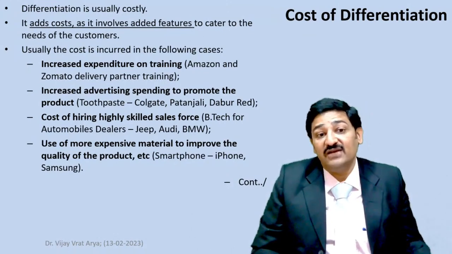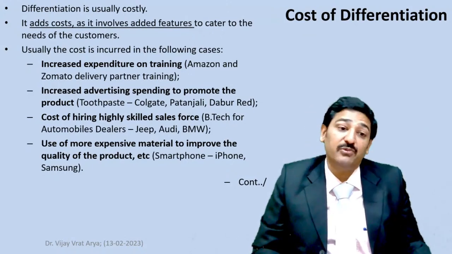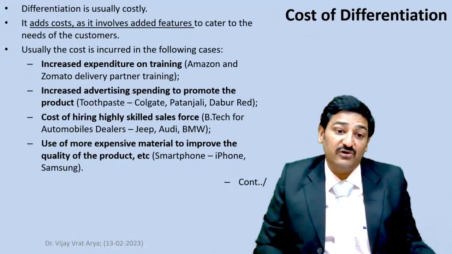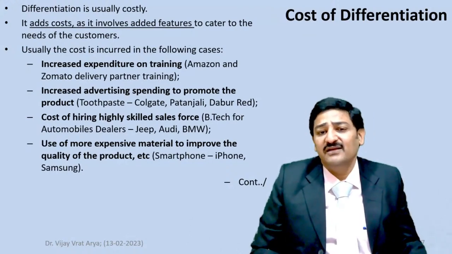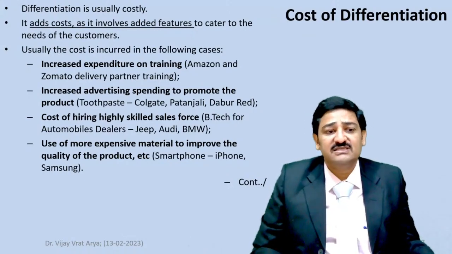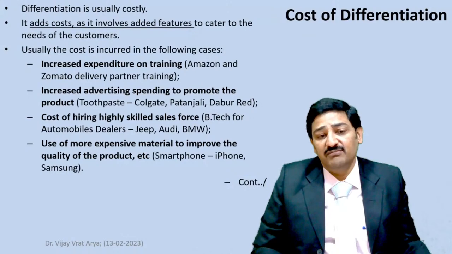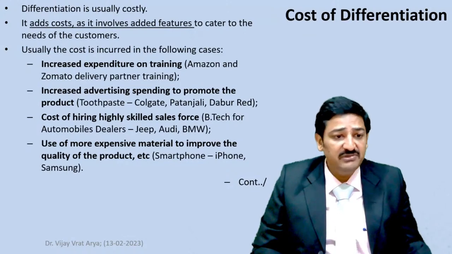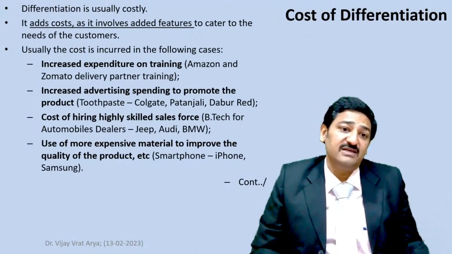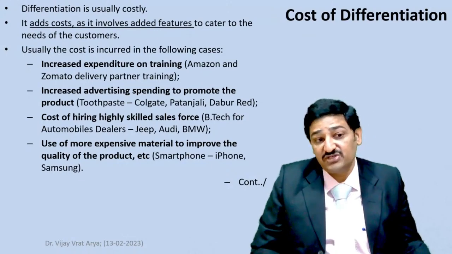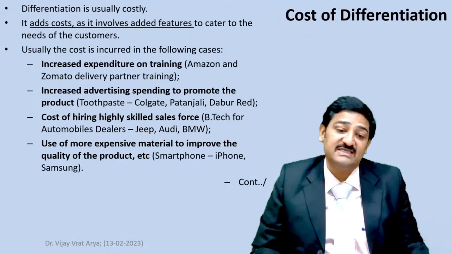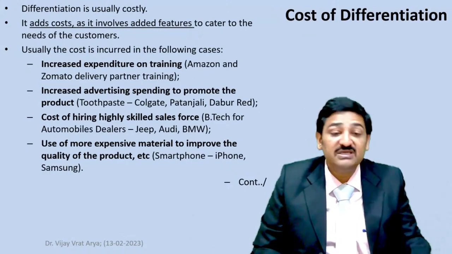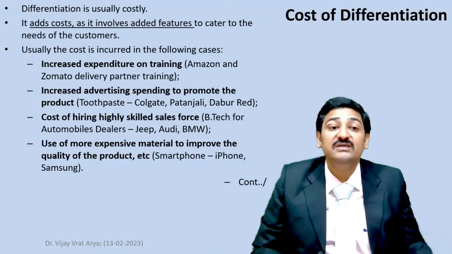maybe increased advertisement spending to promote the product, maybe the cost of hiring a highly skilled sales force. As an example, very commonly BTech professionals are hired by automobile dealers, particularly in the case of Jeep, Audi, or BMW. Similarly, one more important cost of differentiation is the use of more expensive material to improve the quality of the product, which gives competitive advantage as well to the product of the firm.